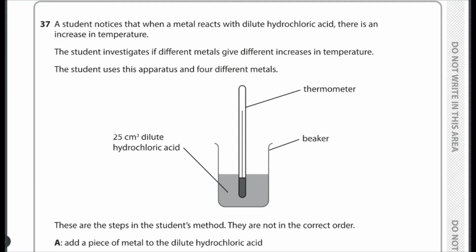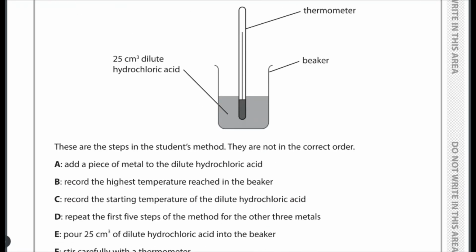Next question, the 37th question. A student notices that when a metal reacts with dilute hydrochloric acid, there is an increase in temperature. The student investigates if different metals give different increases in temperature. The student uses the separators and 4 different metals. There's a thermometer and a beaker, and 25 cubic centimeters of dilute hydrochloric acid. So you need to remember that the volume is constant over here.